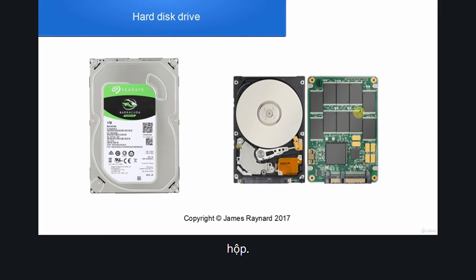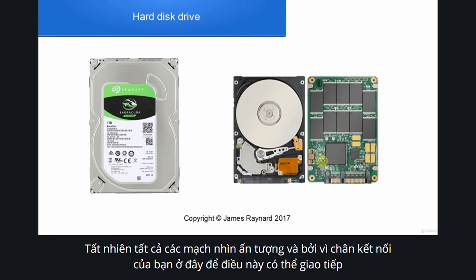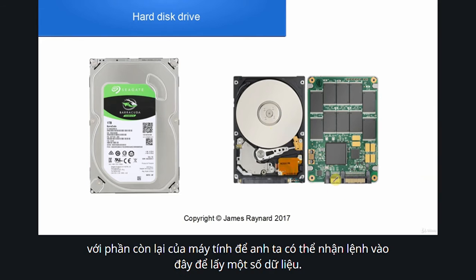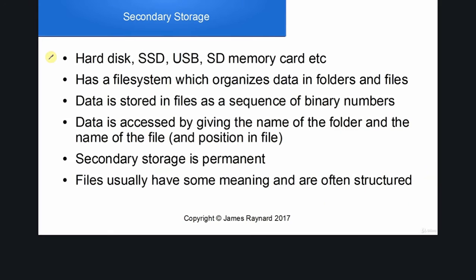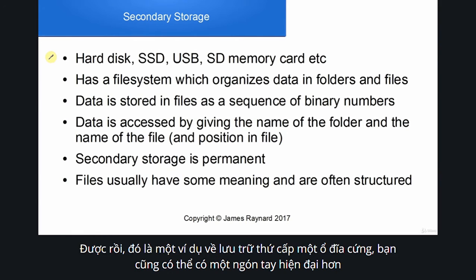In the top half of the box we've got all this impressive looking circuitry, and we've also got connector pins here, so this can communicate with the rest of the computer. So we can get commands coming in here to fetch some data, then the arm will go to the relevant bit of the disk, it'll read the data off and send it back. Okay, so that's an example of secondary storage, a hard disk drive.